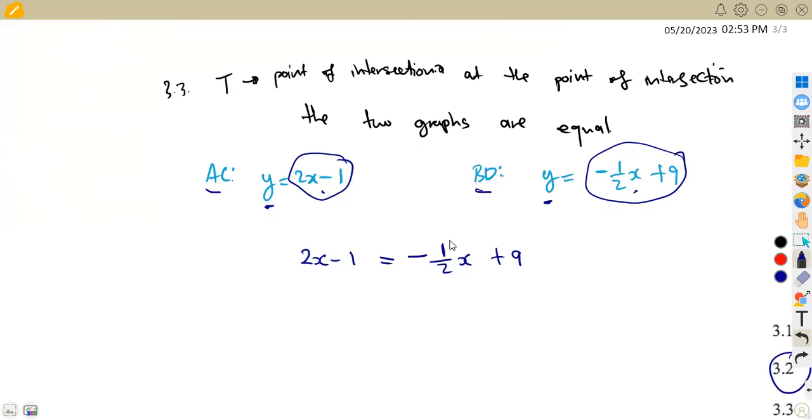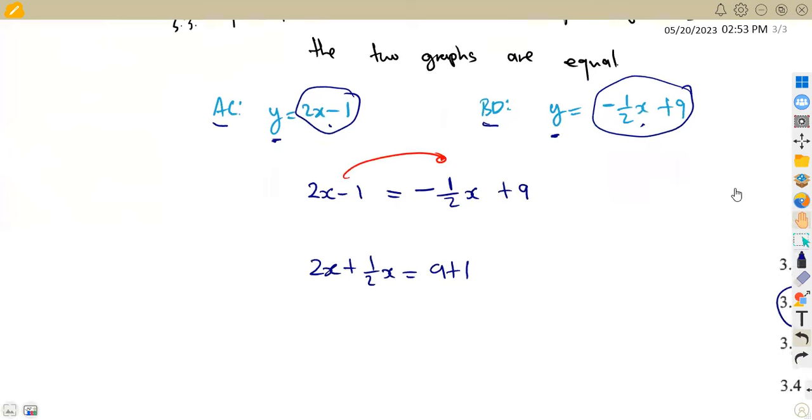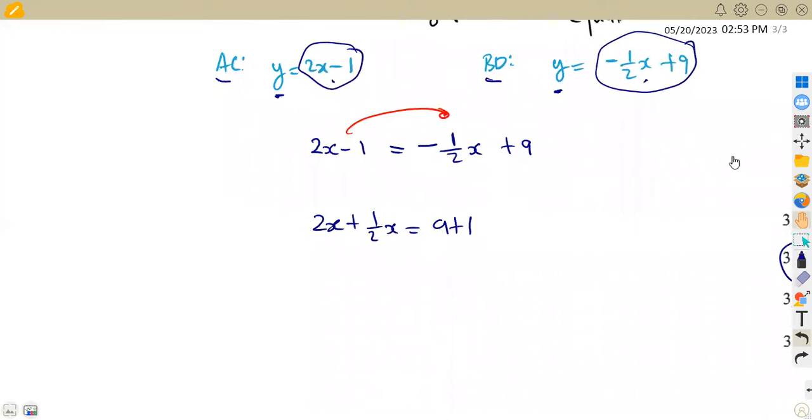All right, so by calculating x, we can transpose the negative half to this side so that it becomes positive. So that means we are going to remain with 2x plus half x, which is equal to, if we transpose negative 1 to the right-hand side, it is going to be positive. So this is going to be 9 plus 1, which is a 10 in this case. Okay, so let us add and see what you're going to have from the left-hand side.